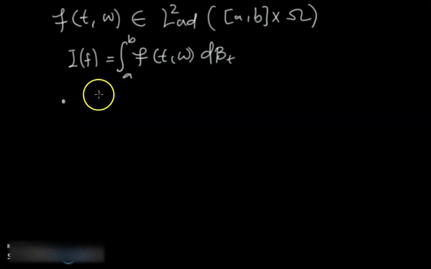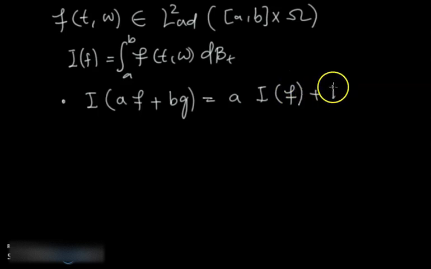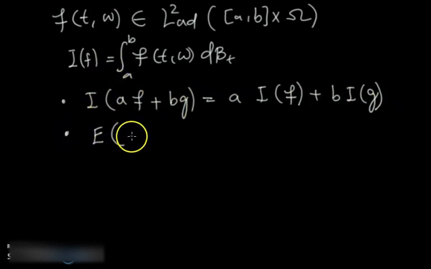Number one, it is linear. In other words, if you are computing the Ito integral of a linear combination of two adapted stochastic processes from this space, then it turns out that this is equal to the linear combination of the Ito integrals of the functions. In other words, it satisfies linearity. Secondly, the expectation of the Ito integral of any given adapted stochastic process is equal to 0.